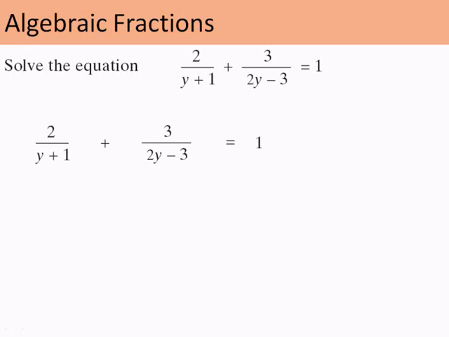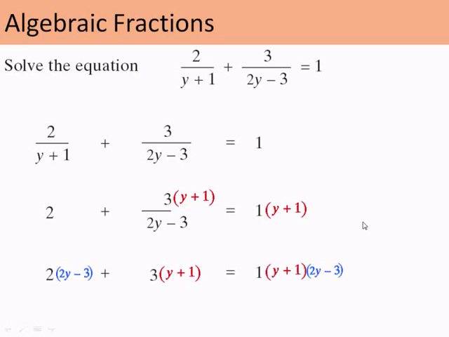So starting with what we've got, I don't like the fact that 2 over y plus 1 is there, so I'm going to multiply everything by y plus 1 to make the bottom of that fraction disappear. So 2 over y plus 1, multiply it by y plus 1, and then the bottom disappears. But then I've got to multiply everything else by y plus 1. So I'm doing that there and there.